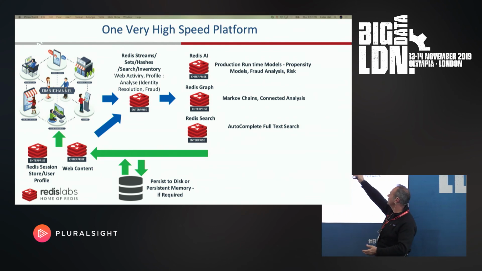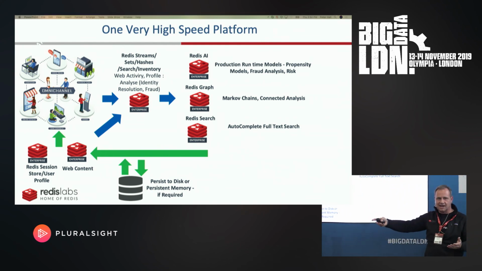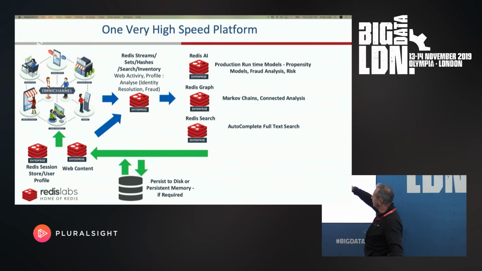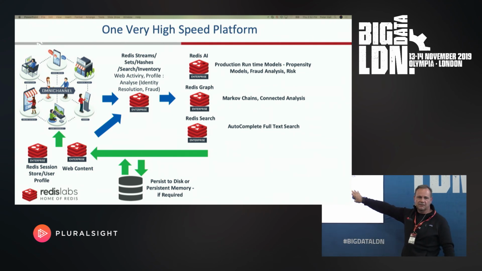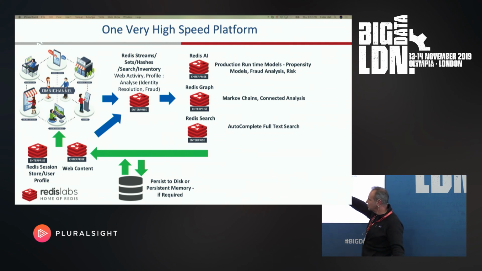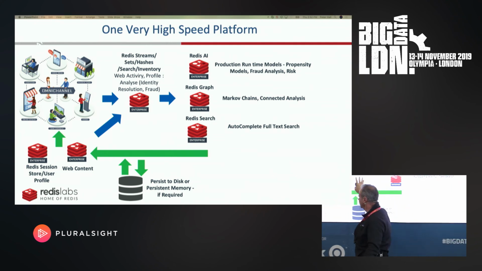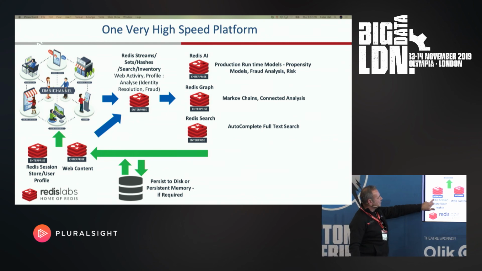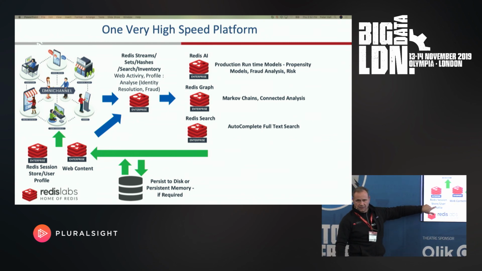It could be Markov chains in graphs for connected analysis, which you're all going to go away and read up on post this, I'm sure. Or it could just be a simple search, right? But all has to be really fast. And again, this can all be supplied with one Redis platform, serving the content. And I talked about Redis being a session store over here, and now moving to an intelligent session store as well, holding your customer profile data.